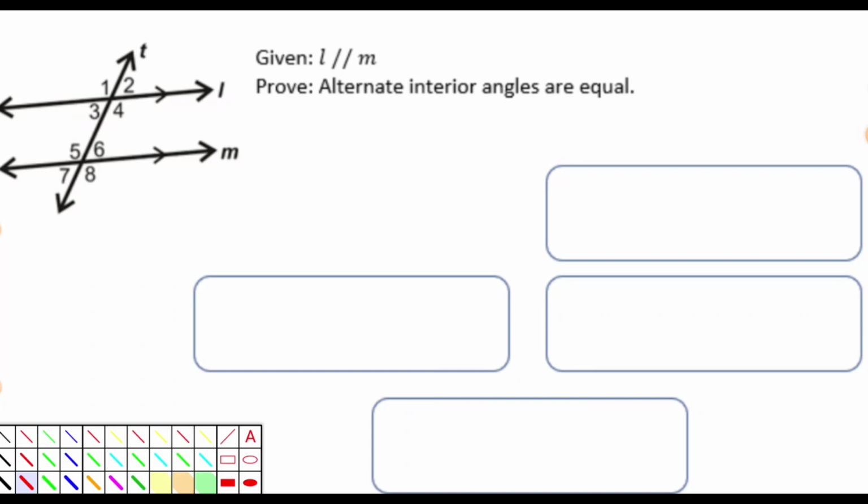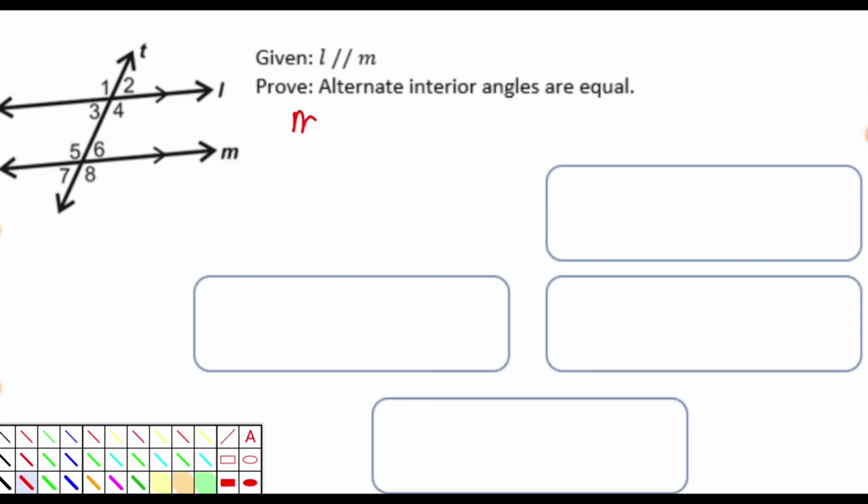Well, first of all, we need to identify what are we trying to prove. So in this problem, we are going to try to prove that angle 3 is the same as angle 6, so that those measures are equal. All right, but then once we do that, then we need to also prove that 4 is equal to 5. So we're going to try to prove that also. So we're going to have two things we need to prove, and I'm going to write that down right now.